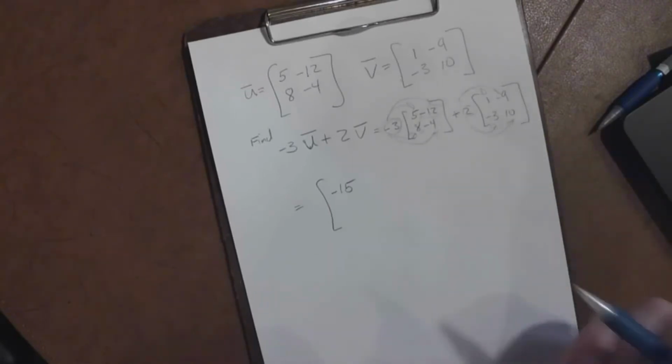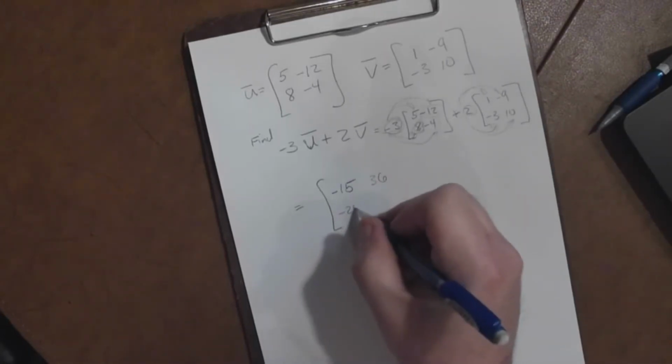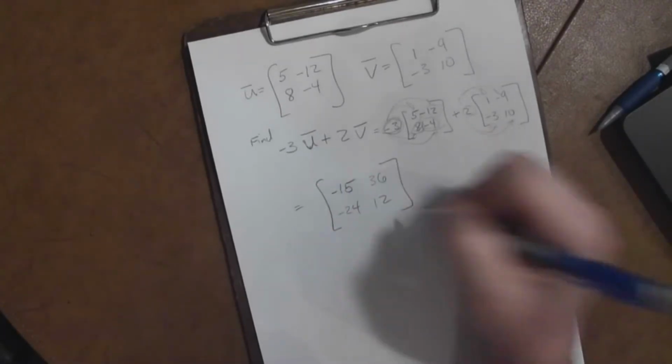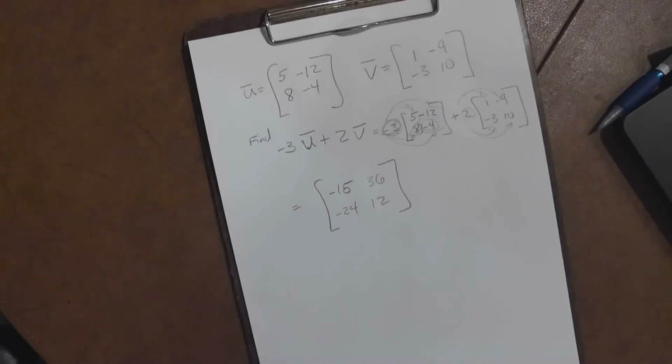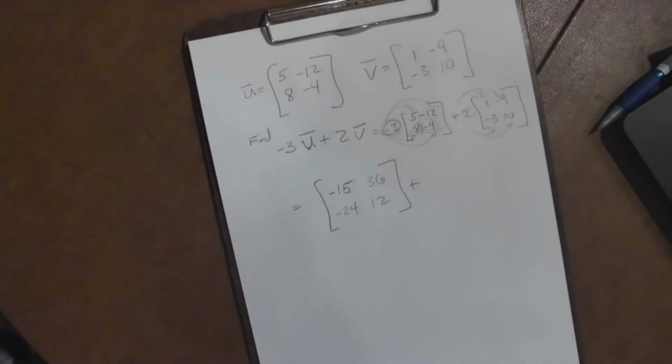Negative 3 times negative 12, well, that's positive 36. Negative 3 times the 8, that's negative 24. And negative 3 times the negative 4 is positive 12 in value. So to begin with, negative 3 times matrix U is this result seen here, where we're going to add to that now. And notice we are following our order of operations here. Working with matrices and performing operational calculations with these matrices does follow an order of operations. Sums and differences come after scalar multiplication.